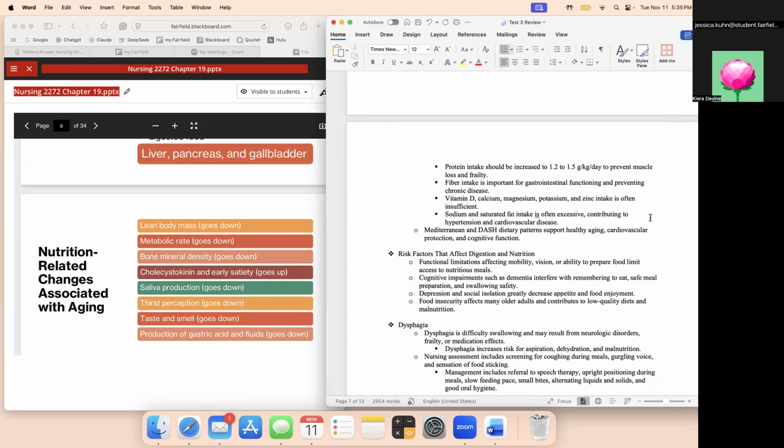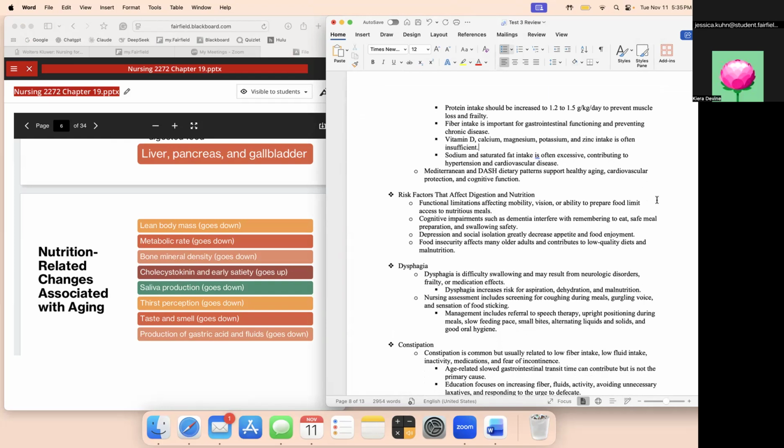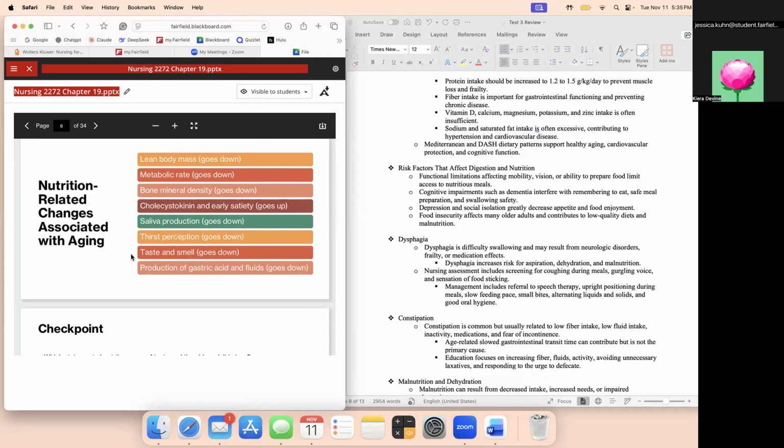Fiber intake is important for gastrointestinal function and preventing chronic disease. Vitamin D, calcium, magnesium, potassium, and zinc intake is often insufficient. And sodium and saturated fat intake is often excessive, contributing to hypertension and CVD. The Mediterranean and DASH diets support healthy aging, cardiovascular protection, and cognitive function.